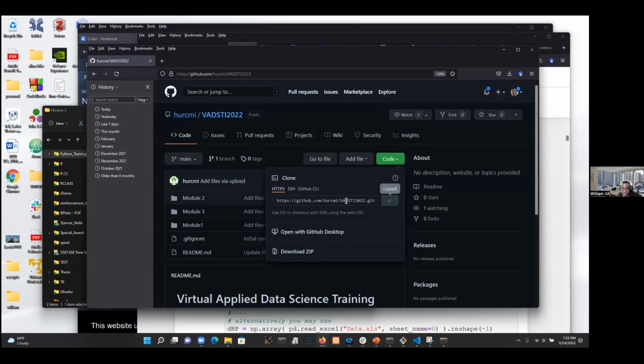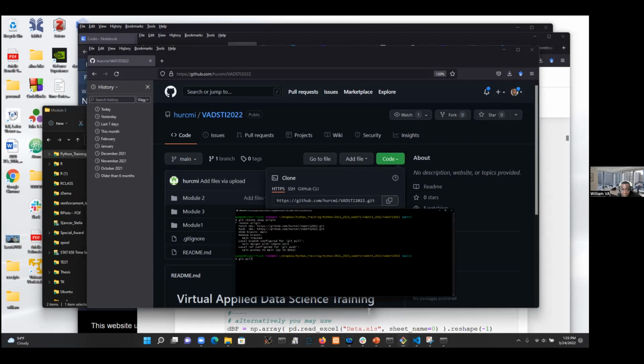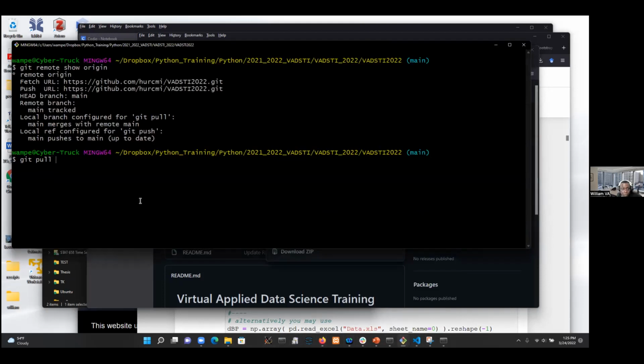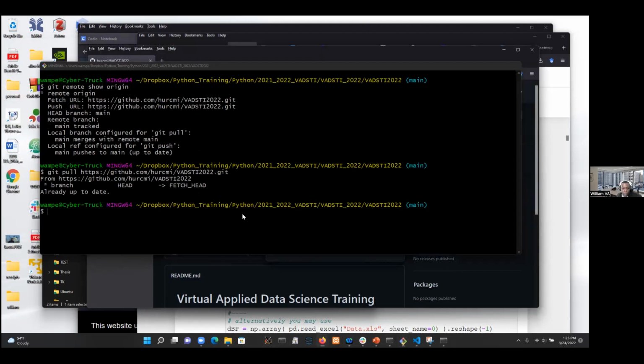Git pull, you just copy this, and you come down to your console, which will be this here. You do a git pull and you paste it like that, and it just pulls it. Now, if I try to do it, my repo might be out of sync because I've made modifications, so it's telling me I'm ahead of the head. But in your case, you're going to get something. Okay, so are we all set?